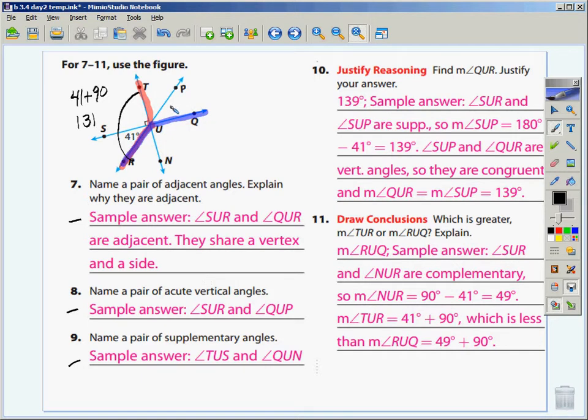If this one was 41 degrees, then over here was also what? 41 degrees. If this is 41, these two have to add up to 90. This had to have been 49 degrees, which means this one is going to be 49. And now I would have been adding 49 and 90, which means this one is 139 degrees. Which one's larger? RUQ is how many degrees larger? 8 degrees larger than RUT. Okay?